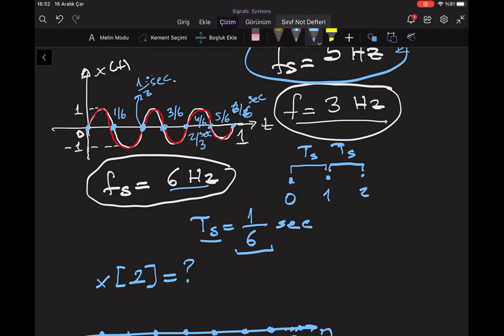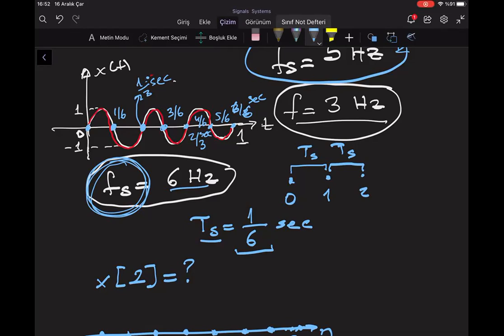So choosing the sampling frequency is so critical that it will change your discrete time signal dramatically. So what do you offer, friends? What should we do to overcome this problem? Yaşar, what do you think? How can we overcome this problem?